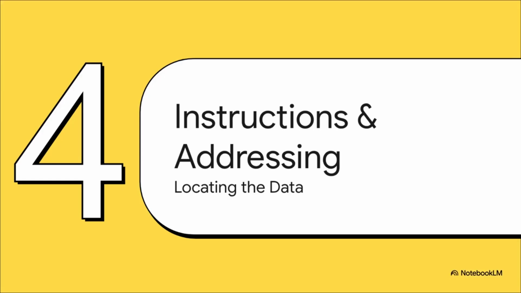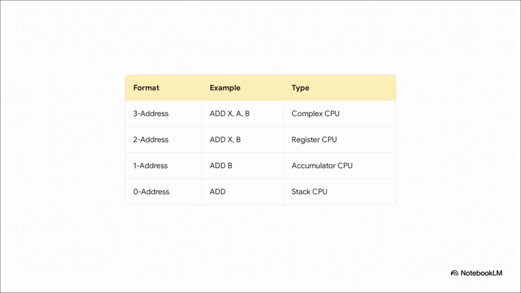Okay, Section 4, Instructions and Addressing. Basically, how do we locate our data? Notice how we can actually shrink the exact same calculation, like x equals a plus b, depending entirely on our architecture. If we have a complex 3-address CPU, the instruction has to be written out fully. Add a and b, store the result in x.